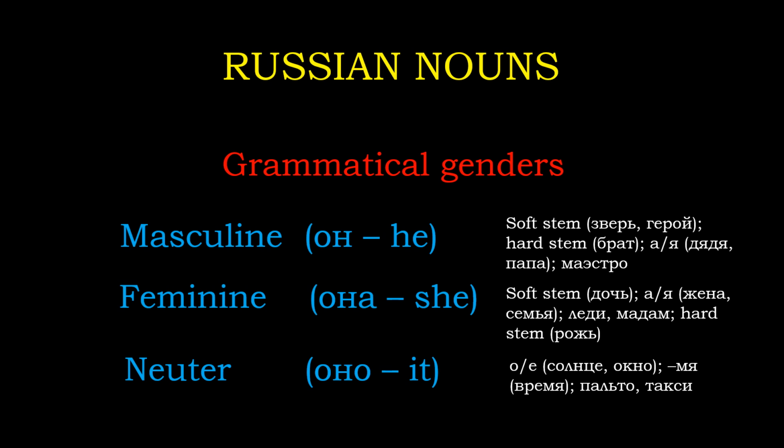For example, мадам. Neuter grammatical gender includes nouns with endings о and е. For example, окно, солнце. With мя at the end, for example, время. And some nouns which don't decline. For example, пальто, такси. I have to mention that some words, mostly names of professions, you can use in both cases, talking about man and woman. For example, word доктор.